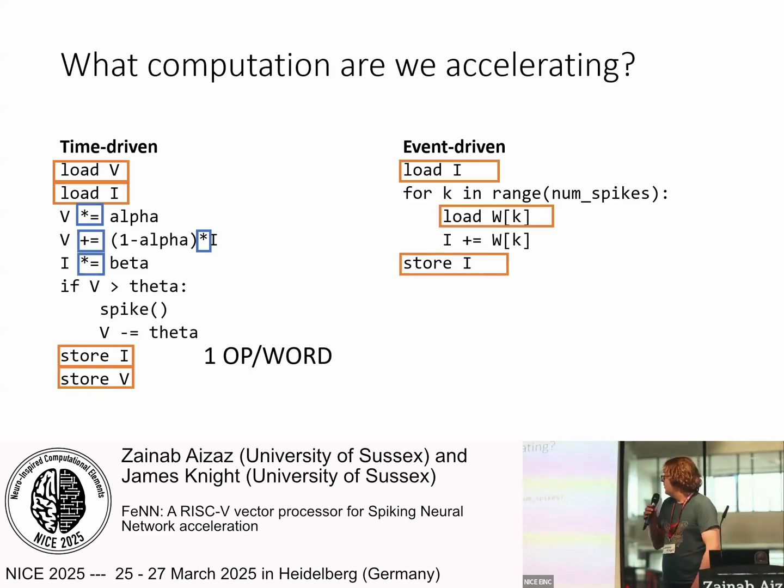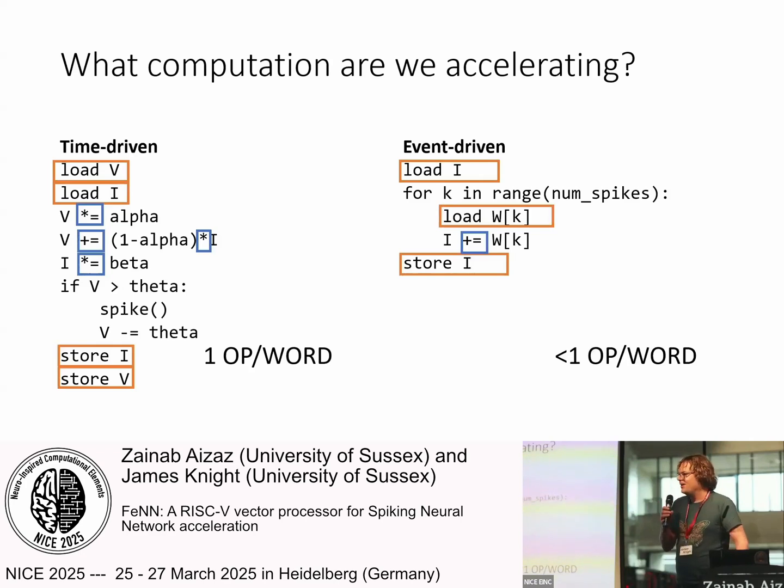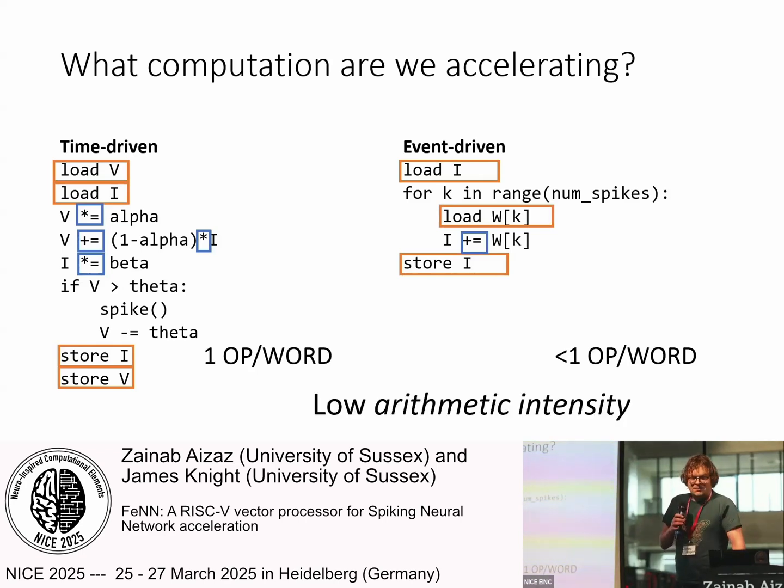And then we look at our event-driven part. You load your current input, then you loop through your spikes, you add some weights to it, and you save it back. So this is even worse. This has got an arithmetic intensity of less than 1, depending on how you slice it. So all in all, spiky neural networks are a very low arithmetic intensity problem.